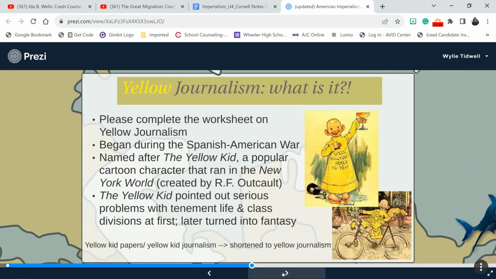All right, go ahead and rotate. We're going to talk about yellow journalism. Move to a different group, not just another seat. Move somewhere totally different. And I would suggest y'all start getting in closer here.